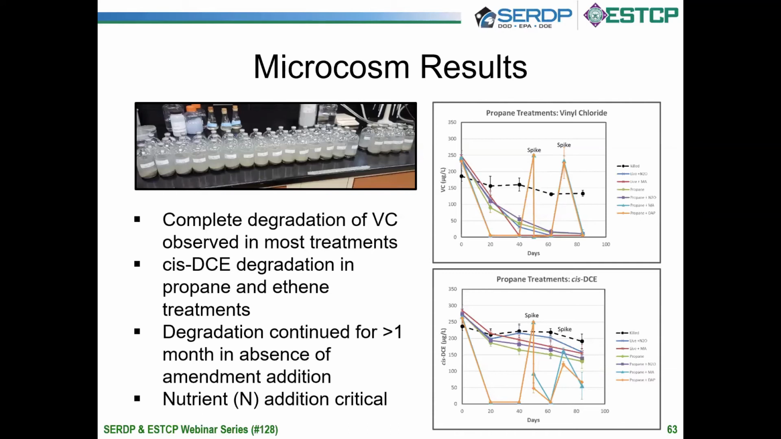We only saw, in the treatments with the gaseous nitrogen or this diammonium phosphate, real treatment of cis-TCE. And we spiked it a couple times, after we stopped adding the gases, and we saw continued degradation for greater than a month in those treatments. One of the things we learned is that we needed to add a nitrogen source for this process to work at this site because of nutrient limitations within the aquifer.